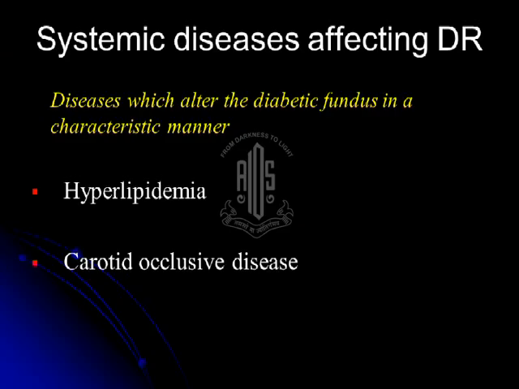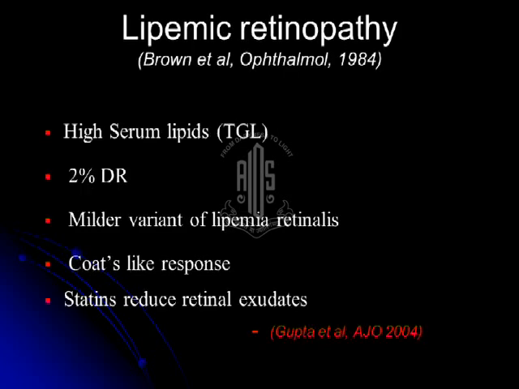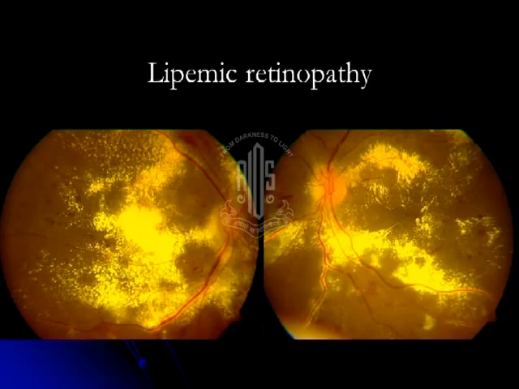Now, systemic diseases, as we've seen, can affect diabetic retinopathy. These are diseases which affect the diabetic fundus in a typical manner: hyperlipidemia and carotid occlusive disease. Lipemic retinopathy, as described by Brown et al., basically has high serum lipids, usually triglycerides, seen in 2% of cases. It's a milder variant of lipemia retinalis. There's a typical Coats-like response. It looks like Coats disease, and as Gupta et al. have shown us, statins can reduce retinal exudates and have an ameliorative effect. It's a case of lipemic retinopathy.